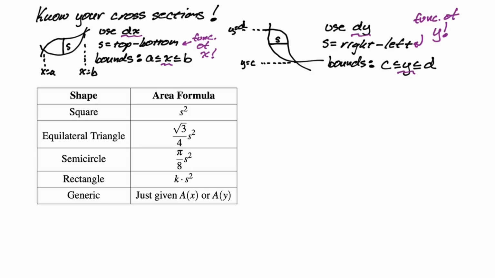So square is s squared. Equilateral triangle is √3/4 s squared. Semicircle is the one that it's the most important to memorize because it's the hardest one to derive. That's pi/8 s squared. A rectangle, they will describe it to you. They'll be like, oh, the height is like 5 times the base, and the base is in the plane. So the height is 5 times s, the base is s, so you get 5 times s squared.